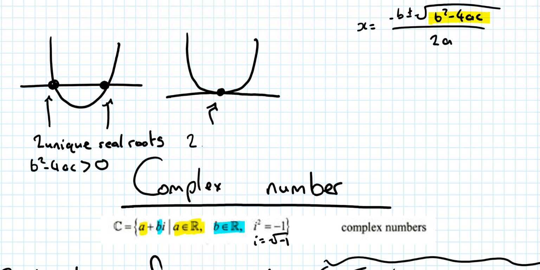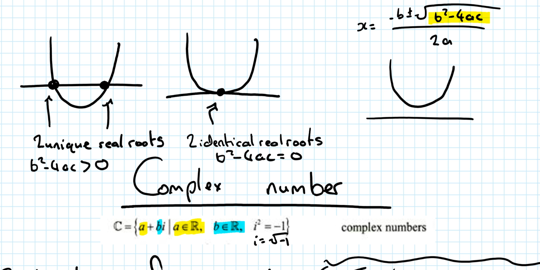If we have two identical real roots, we have a scenario where the discriminant is equal to 0. And if the graph or the curve doesn't cross the x-axis at all, we say it has two imaginary roots. And in this case, the discriminant, b squared minus 4ac, is less than 0.